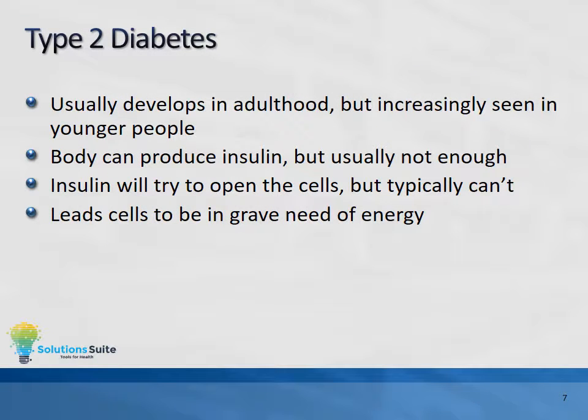Type 2 diabetes usually occurs in adulthood, but we are also starting to see it develop in younger people too. With type 2 diabetes, the body is able to make its own insulin, but often it doesn't make enough. Sometimes insulin will try to open the body's cells to allow the glucose to enter, but usually the cells won't open and are starved for energy.